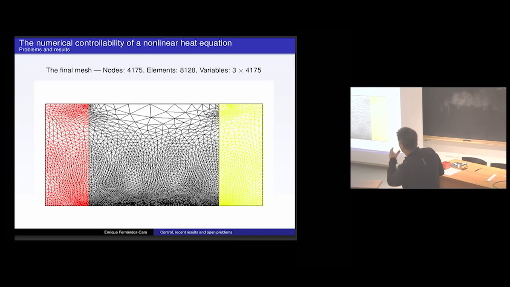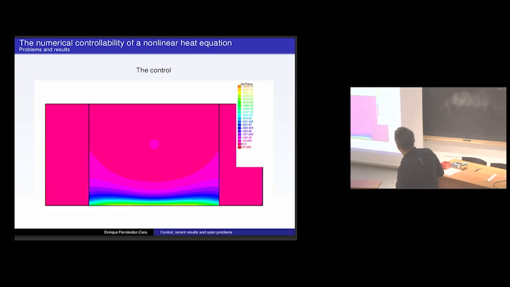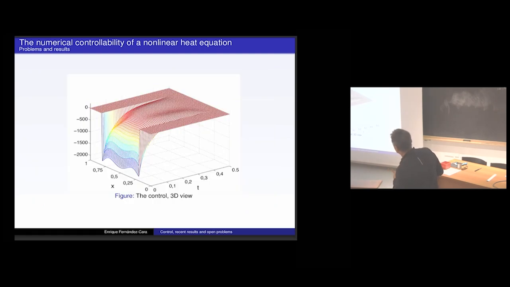So I have used, as I have said, adapted mesh, and this is the final mesh that we find. This is the control. It can be seen here a little better. This is the control that we find. It's more or less complicated, but this is a control that starts to work just at time t equal to 0, because there are many things to do to control the system. And contrarily, near t equal to capital T, it is almost 0.